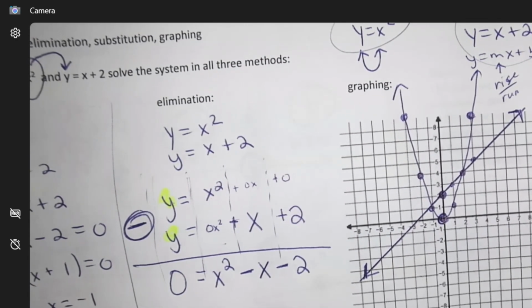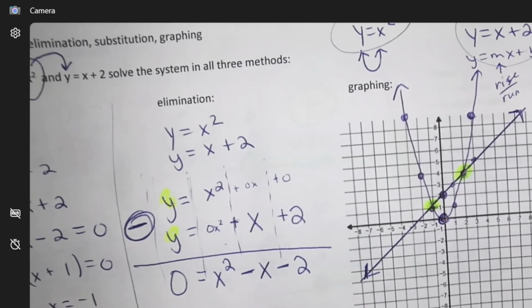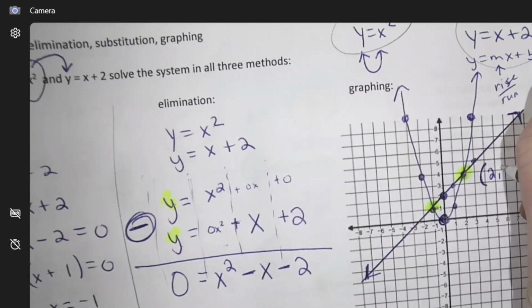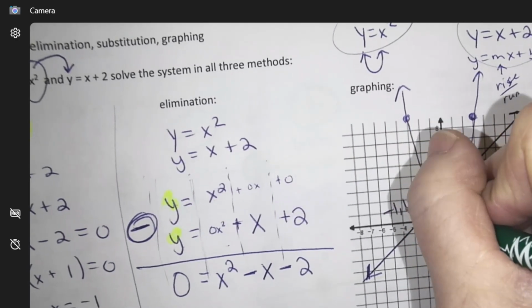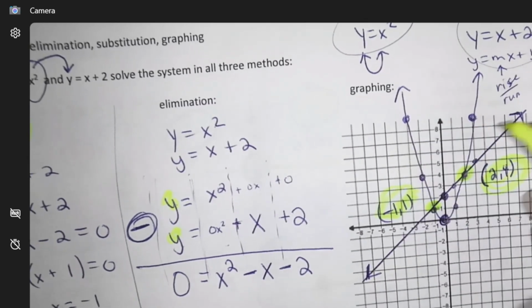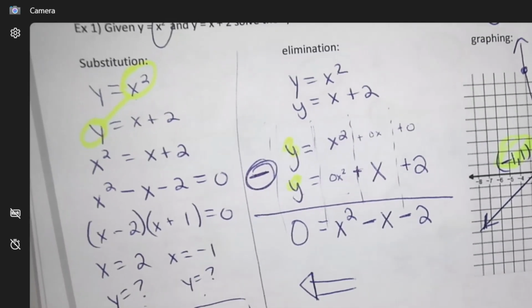Okay, where did these lines intersect each other? 2, 4 was one coordinate, and -1, 1 was the other coordinate. Oh, look at that. Does that match our algebra?